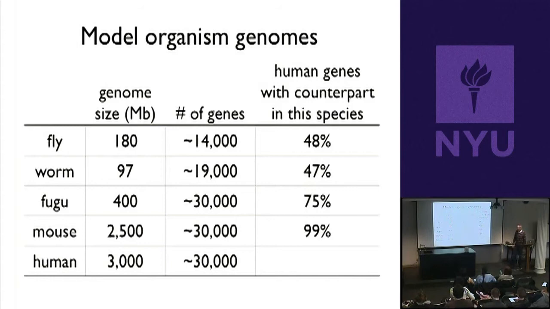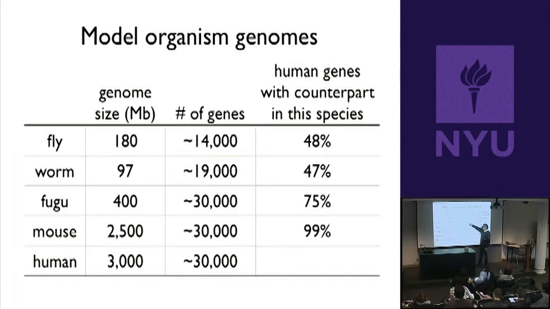As I said, the fugu genome is really small. It's only 400 million bases, but the same number of genes. What's missing in the fugu genome is it has smaller introns, it has smaller spacing between genes, and it has far fewer repeats than our genome. That's why, even though it has the same number of genes, it's much smaller than our genome.